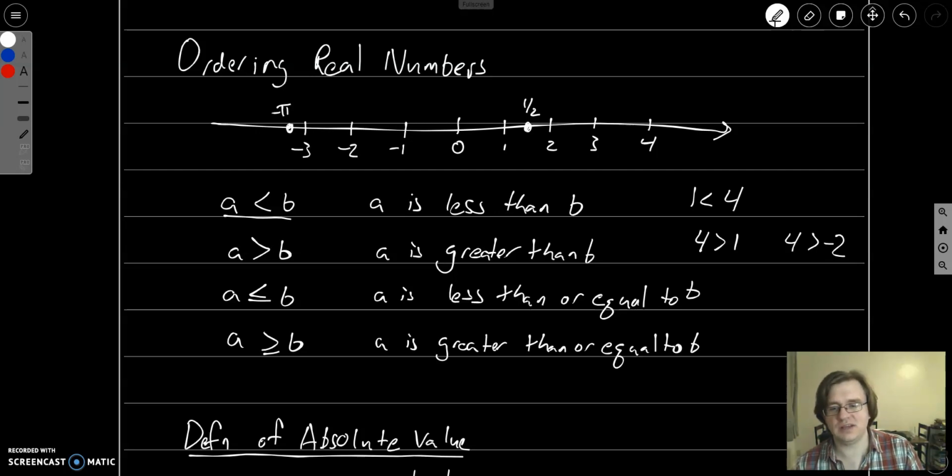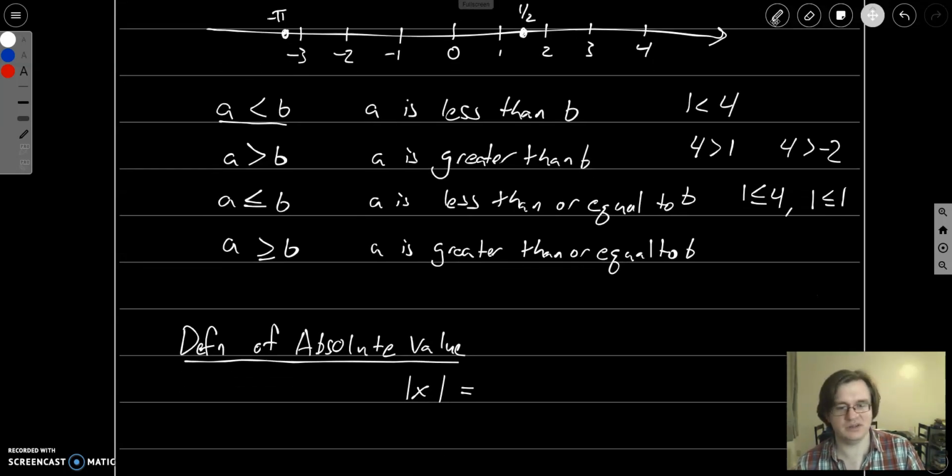But we can also write less than or equal to and greater than or equal to. And this can be either or. So for instance, 1 is certainly less than or equal to 4. But you know what? 1 is less than or equal to 1. It's equal to it, so the or equals part is quite important. Likewise, I can say that 4 is certainly greater than or equal to -2, but at the same time 4 is greater than or equal to 4.